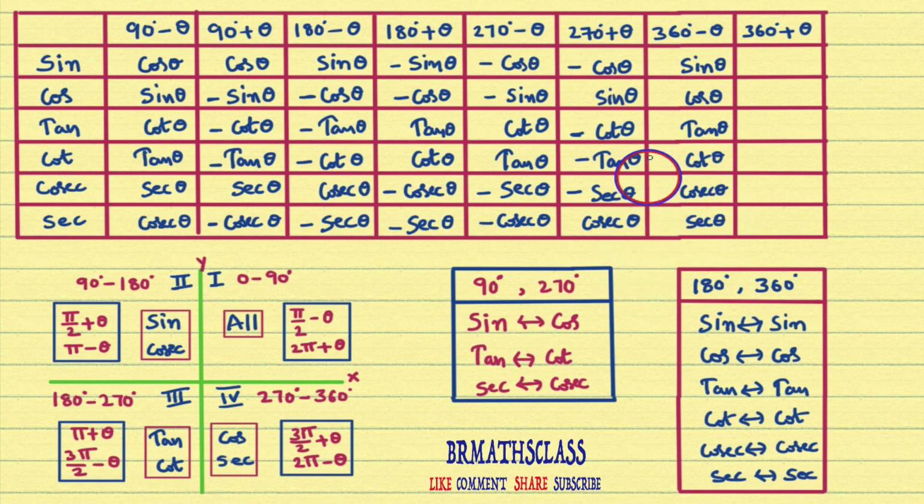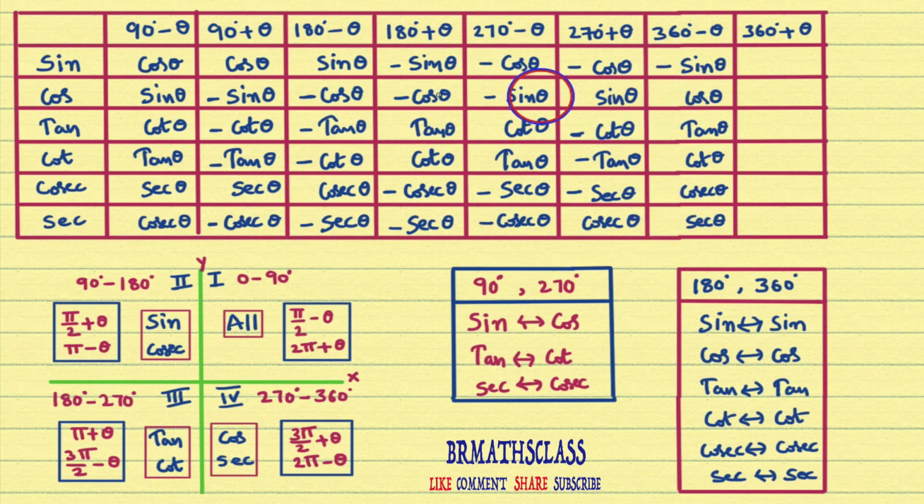Okay, now it's time to write the signs. 360 degrees means 2 pi. 2 pi minus theta. 2 pi minus theta lies in which quadrant? 2 pi minus theta lies in the fourth quadrant. In the fourth quadrant, cos and secant are positive. You see here, with respect to cos, a positive answer will be there. And with respect to secant, a positive answer will be there. Remaining all will be negative.